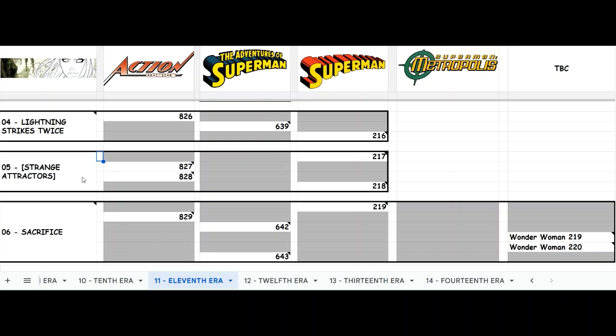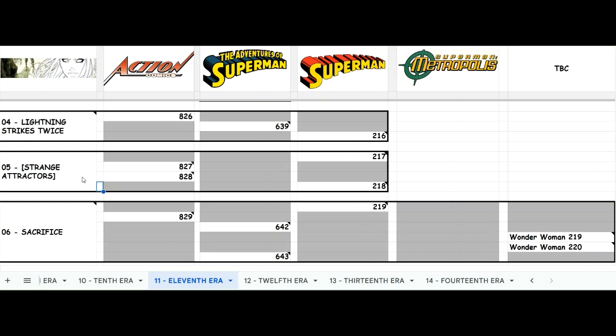We then have Action Comics 827, which explicitly says it's set after Superman 217. This is a 2-parter called Strange Attractors. This is part 1, and part 2 is Action Comics 828. Now, note that at the end of this issue, Black Adam and Zoom both turn up at the end, which relates to the events of the Villains United mini event series, again part of the Infinite Crisis mega event.